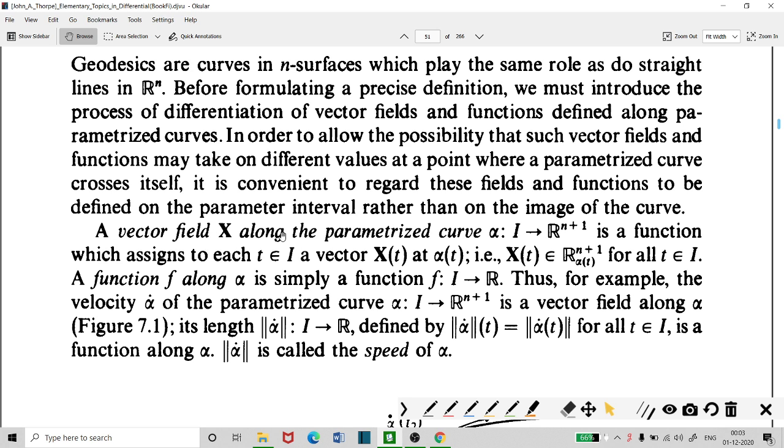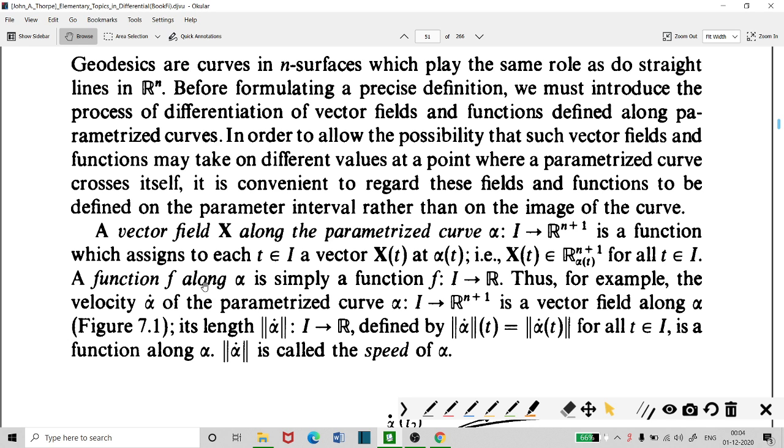A vector field X along the parameterized curve alpha from I to R^(n+1) is a function which assigns to each t belonging to I, the domain of alpha, a vector X(t) at alpha(t). Alpha(t) is again a point in R^(n+1). So X(t) belongs to R^(n+1) at alpha(t); X(t) is a vector at alpha(t) for all t belonging to I.